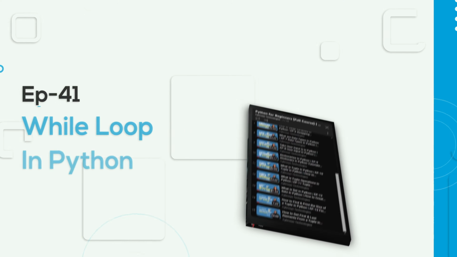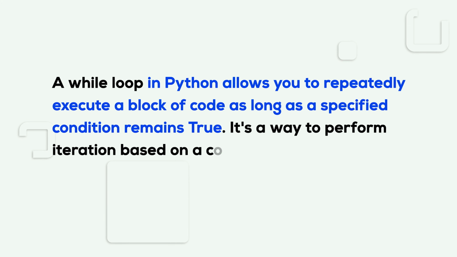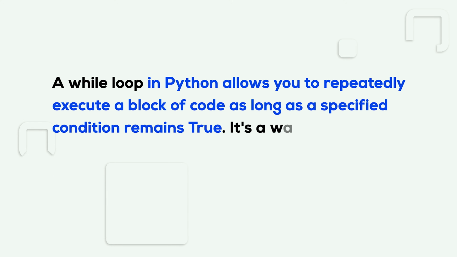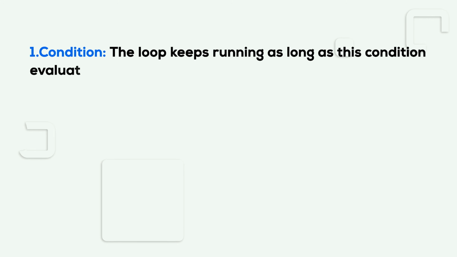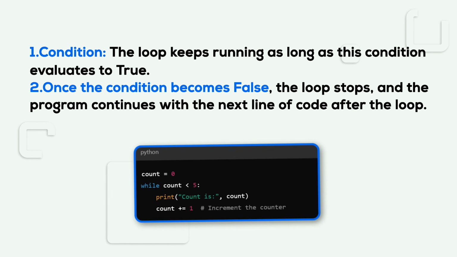In today's video, we will discuss the Python while loop. A while loop is a control flow statement that is used to execute a block of code repeatedly as long as specified conditions remain true. So here comes the syntax: we have to use while and provide the condition, and then you can write the code to be executed.